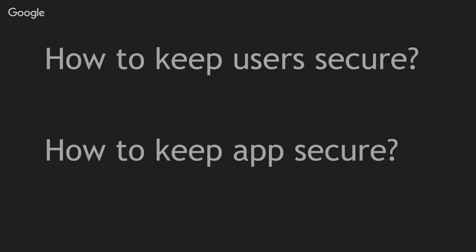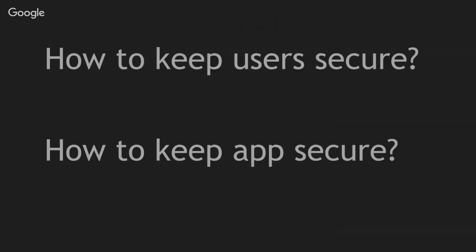So I divided the talk into two sections. One section is how to keep app users secure, how to protect their data and some private information. And the second topic is how to keep the app itself secure. Let's say that you have some business logic inside. You may have some API that you want to protect from the hackers, and this is the second section of the talk.